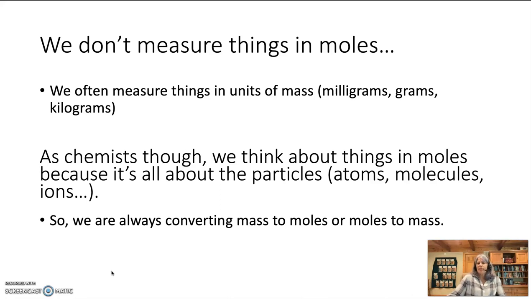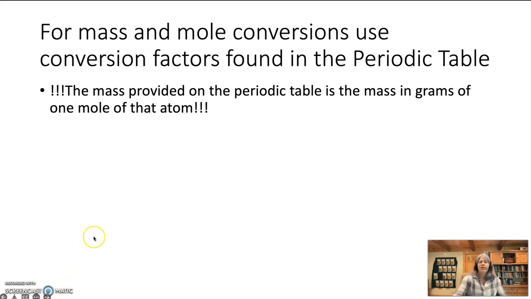But as chemists, we think about things in terms of moles because it's all about the particles. Those particles, the atoms, the molecules, the ions, are combining with each other as discrete particles in specific ratios. So we always want to be thinking about what's happening in terms of these particles, and we talk about those in terms of the moles. So we're always marrying the real world, where we're working with grams, kilograms and milligrams, to that world within our brains where we are imagining the molecules, ions, and atoms that make up chemistry.